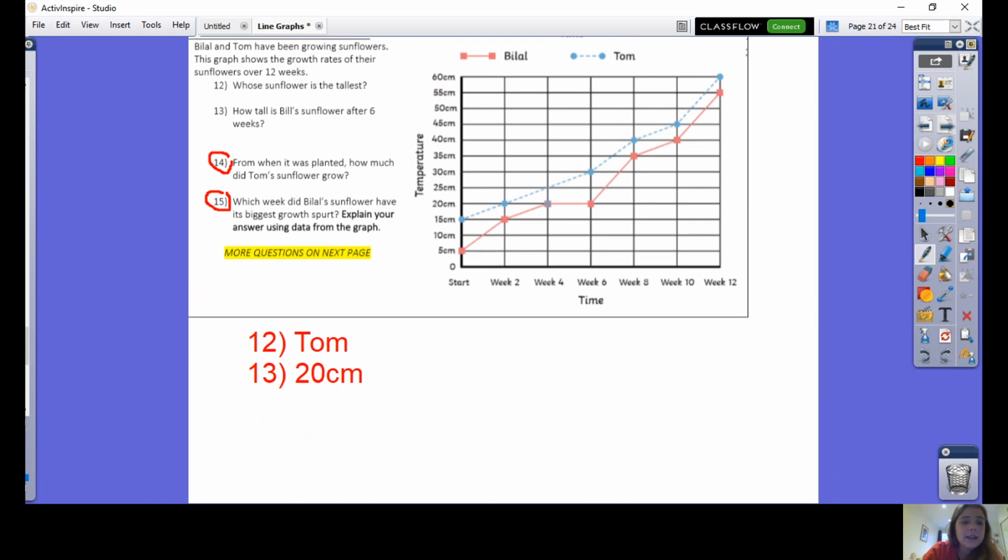Okay, question 12 and 13 are on the board. 14 we'll go through now. From when it was planted at the start, how much did Tom's sunflower grow in total? Also, that was meant to say Bilal, sorry.